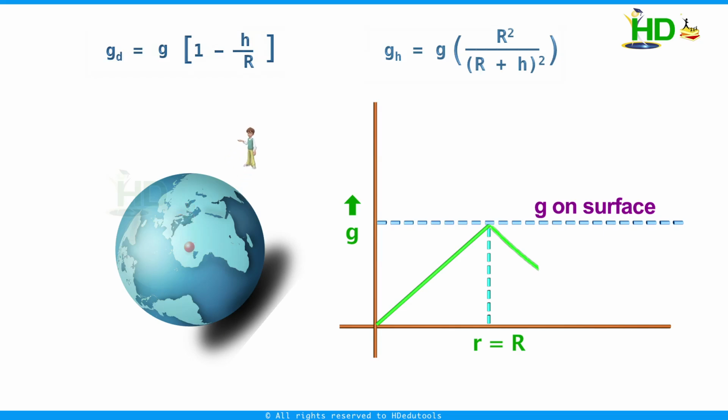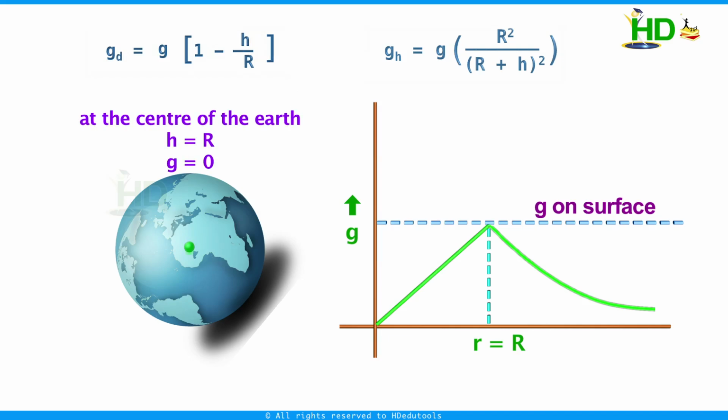Similarly, as we move up from the Earth, then also the value of g decreases. At the center of the Earth, h is equal to R and acceleration due to gravity becomes 0. This is about the variation of acceleration due to gravity with depth.